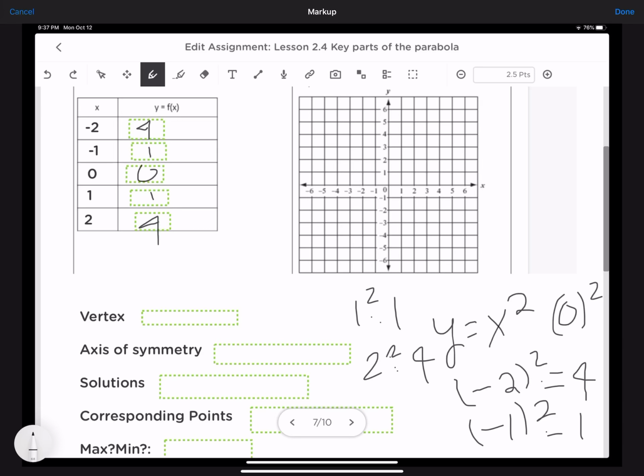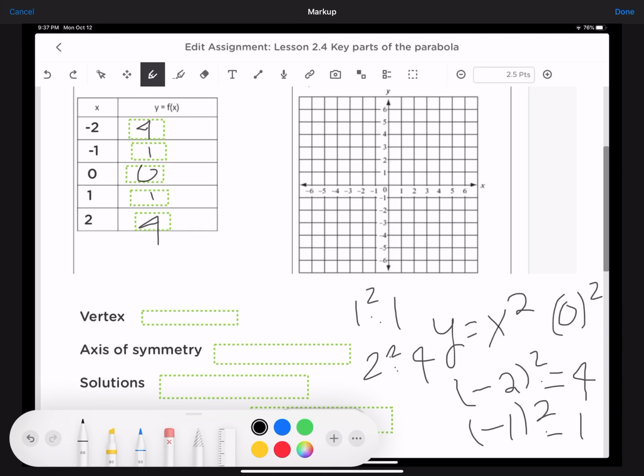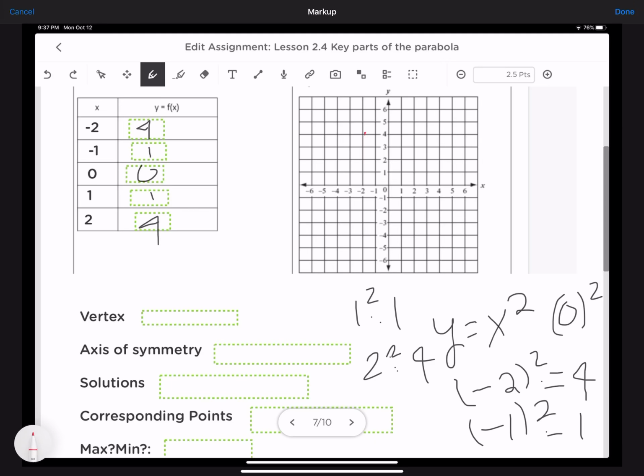So now that I have my points, I can graph them. We're going to go to -2, 4. So I'm going to go -2 up to 4. There is our point. And I'm going to go -1, 1 right here. Then I'm going to go 0, 0, right there at the origin. Then I'm going to have 1, 1. And then I'm going to have 2, 4. And now I'm going to draw my parabola. I would do a better job if my pen was working.